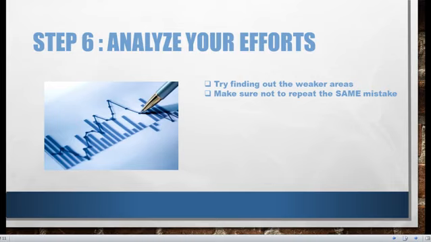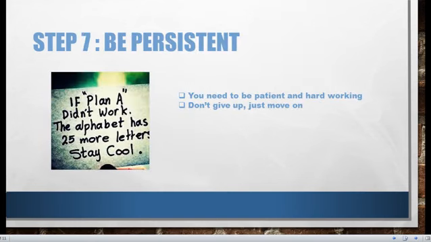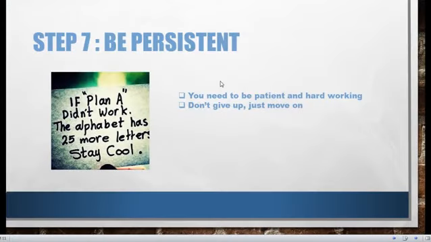For those people who have this thing in their mind, I'd like to give you one quote. It goes like this: if you think that plan A couldn't be worked out in one day, there are 25 more letters in the alphabet. When plan A couldn't work out, there are plan B, C, D, E, F, G, H, I, J, K, L, M, N, O, P, Q, R, S, T, U, V, W, X, Y, Z. There are so many plans which you can follow and they'll genuinely work out.